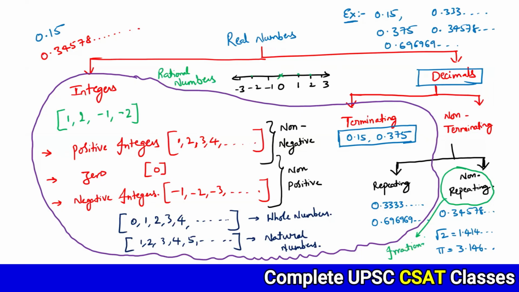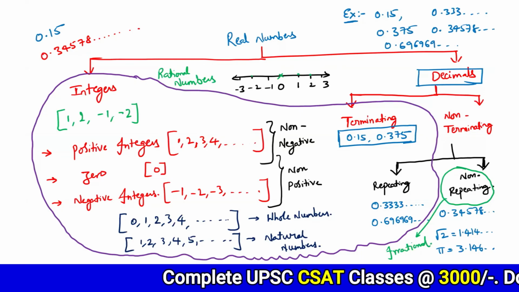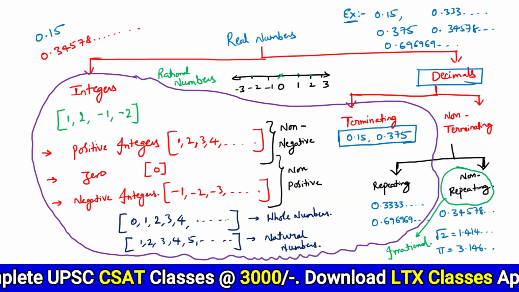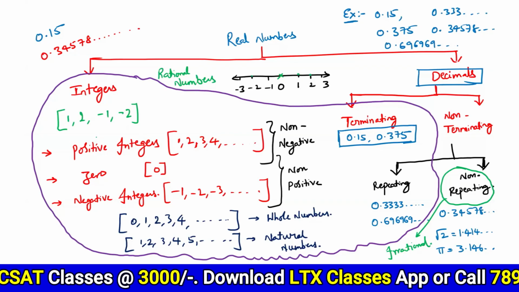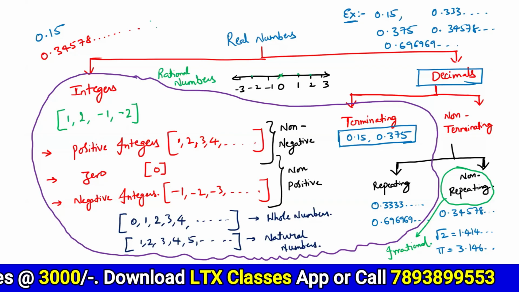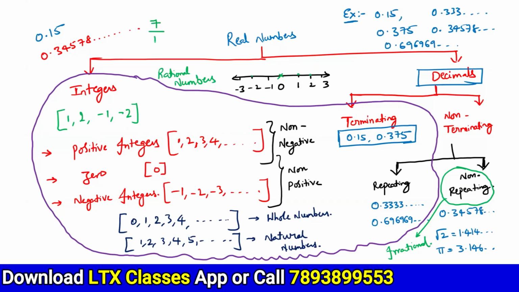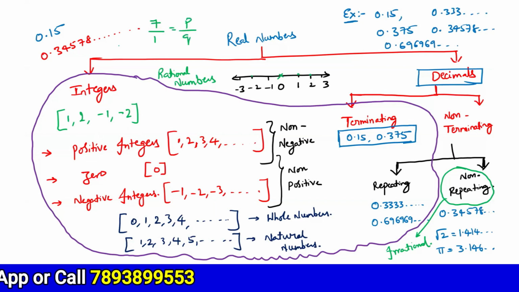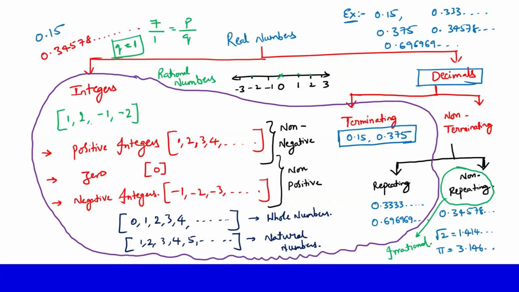They will be considered as irrational numbers. The reason is, coming to the integers, they are actually represented in the form of P/Q, where Q is equal to 1. If you take an example like 7, it can be represented as 7/1, where the value of Q is equal to 1. So obviously, integers can be represented as rational numbers.